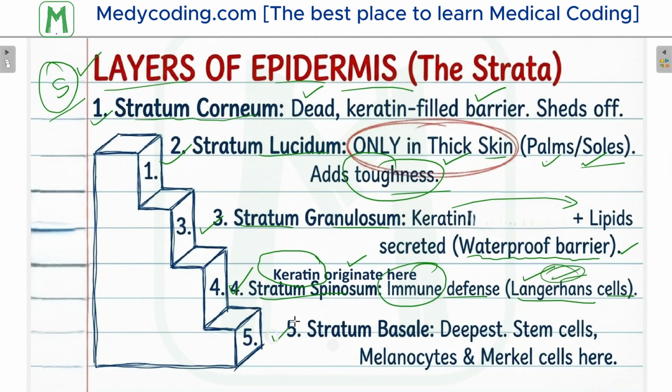The last layer, the deepest layer, is stratum basale. In this layer, melanocytes are found. Melanocytes are responsible for the secretion of melanin that gives the color. The next is the Merkel cell. Because of the Merkel cell, we feel touch or sensation. We know that the skin contains epithelial cells. There are other cells too. Let's see in the next slide.